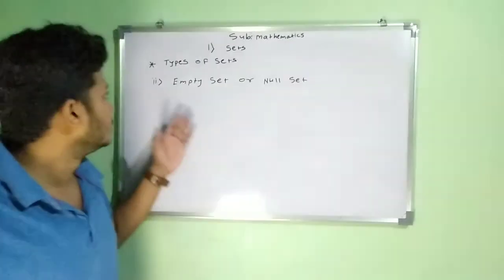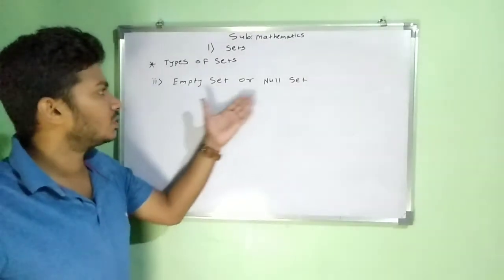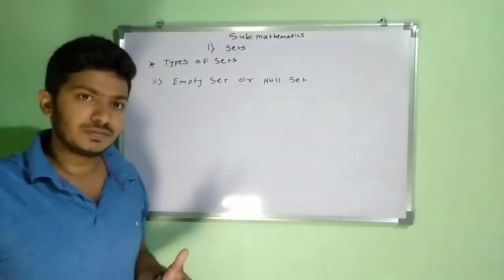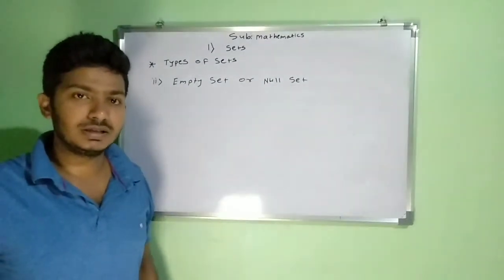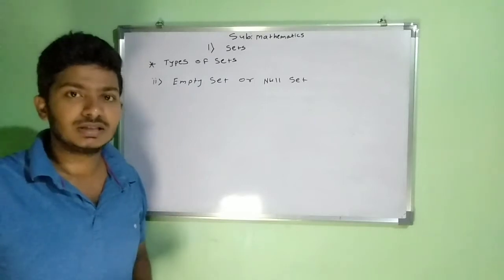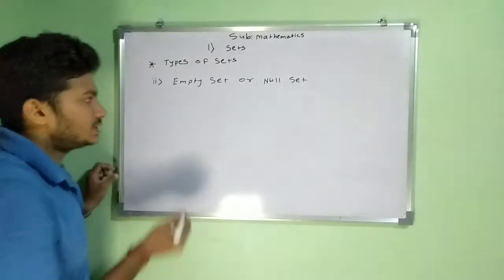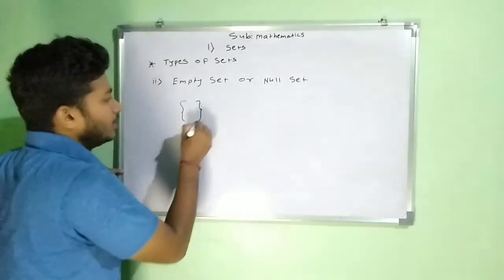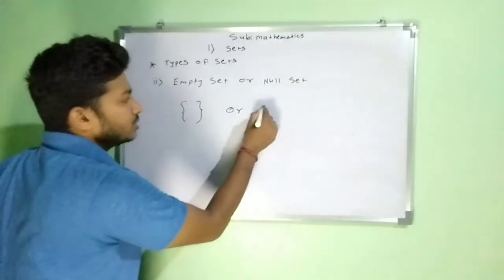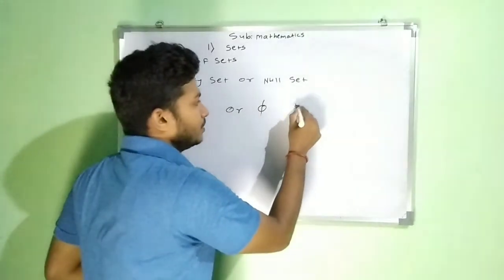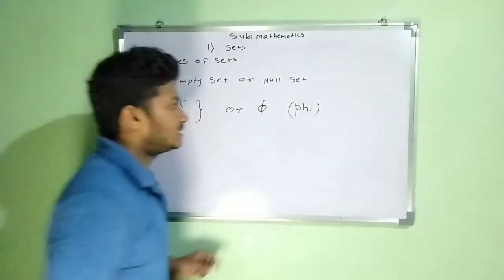So our second subtopic is empty set or null set. The definition of empty set or null set: if there is not a single element in the set which satisfies the given condition, then the set is called an empty set or null set, and that empty set is denoted by a bracket with no element, or we can also denote it by that symbol, and the name of that symbol is phi.